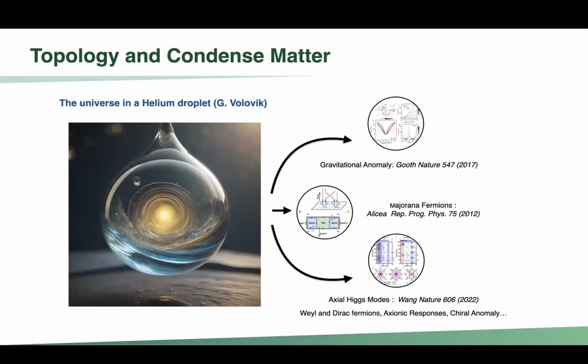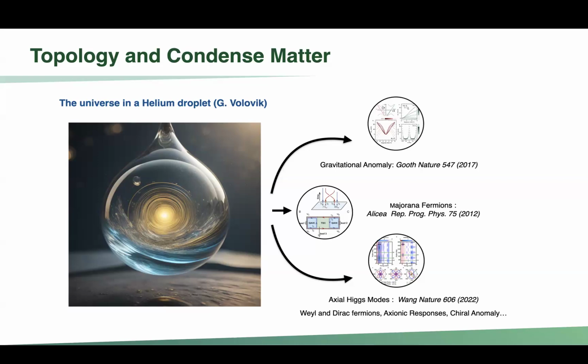One of the reasons why we do topology in condensed matter physics can be identified in the book The Universe in a Helium Droplet by Grigory Volovik, where he claims that a helium droplet has its own universe by itself. And this is what happens in topological materials.